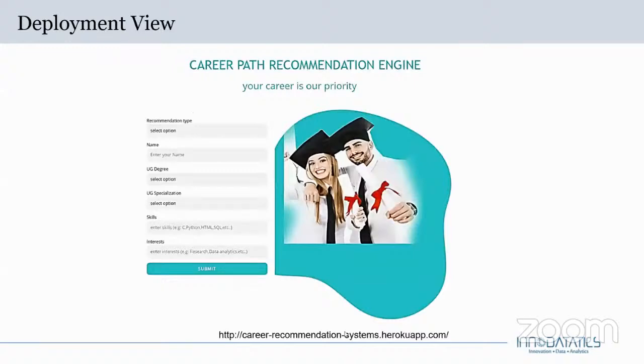So this is the front-end page of our website. Here the recommendation type is given by the user, which can be job or higher studies, and the name is just for entry purpose. The major entries required for our calculations are UG degree, UG specialization, skills, and interest. So once the user enters the details and submits, the data will be transferred to the backend Python code where it will be processed, and the output results will be sent again to the front end and displayed in the same page. Next slide, please.